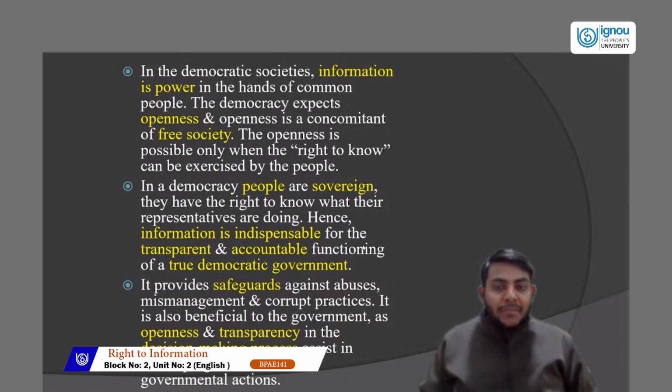So in a democracy, the people are sovereign. There is no one above the people, because it is the people only who elect the government. And the people have the right to know what their representatives are doing. So having the right to know is a very important component of the sovereignty of people.